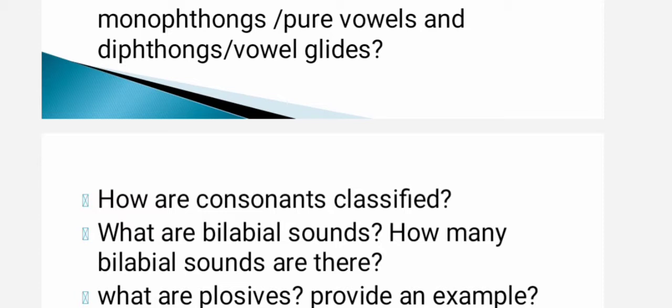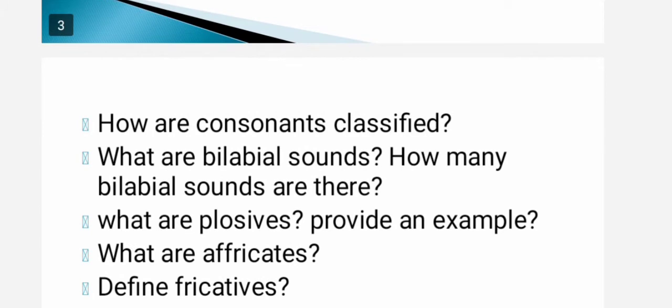Next, what are bilabial sounds? How many bilabial sounds are there? Bilabial sounds are those which are produced using both lips. There are three bilabial sounds: p, b, and m.